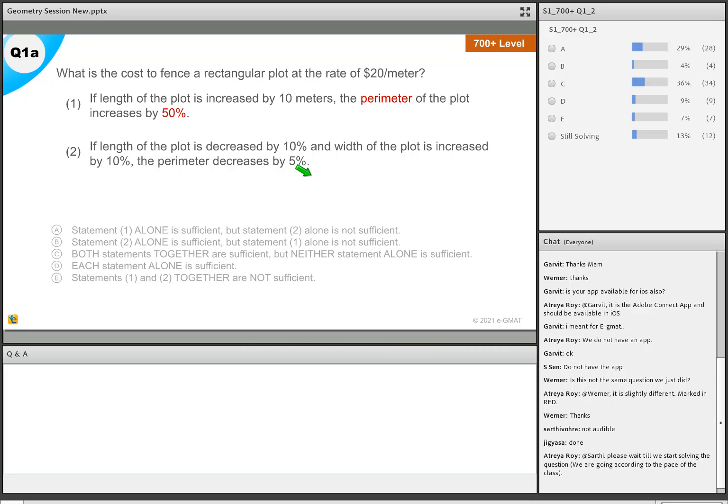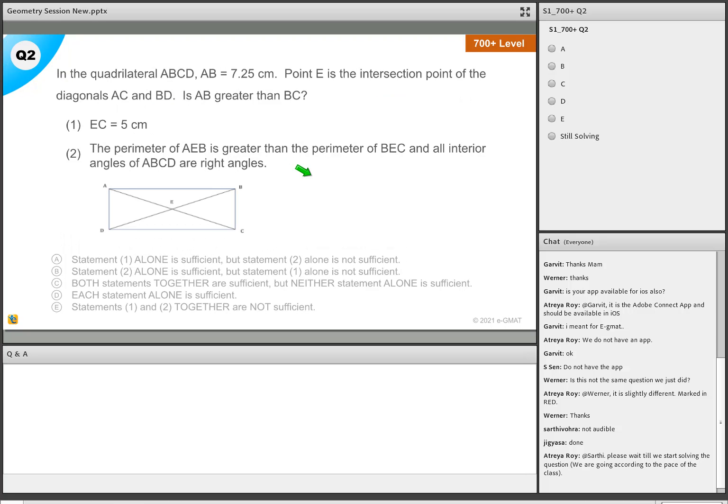You're now going to see the next poll. Let me open that next question. Here again, you know the drill. Mark still solving first of all. Perfect. This is question number 2. We had question 1, then question 1A, which was a slight variation. Now question 2, which is technically your third one. Good luck.